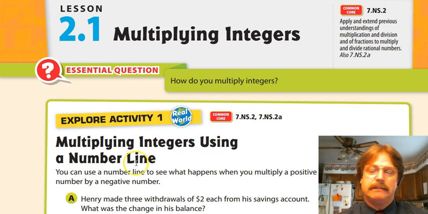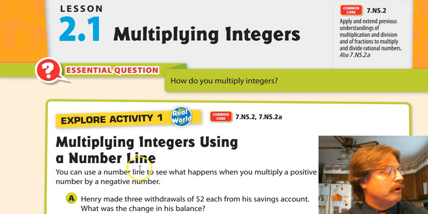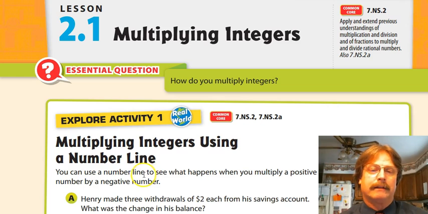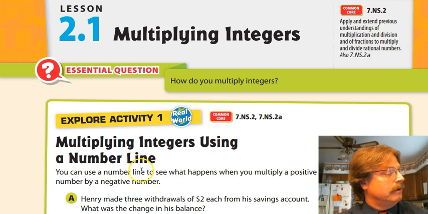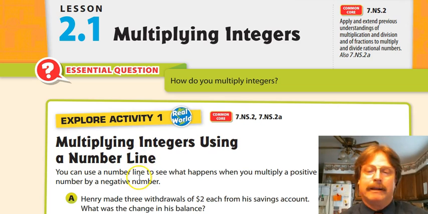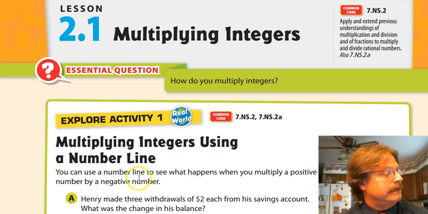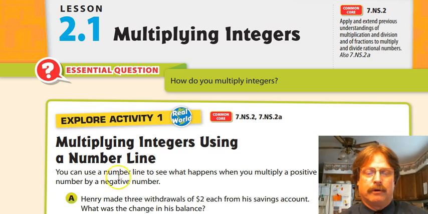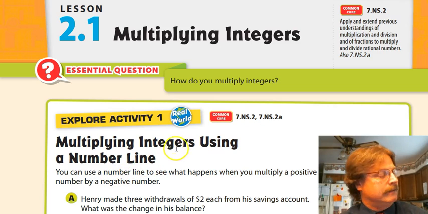Some key understandings that you're going to take away from this: when both factors have the same sign, the product is positive. When the factors have different signs, the products are negative. And repeated addition can be used to show multiplication of integers when one sign is negative and one positive. And we're also going to model using number lines and integer chips.